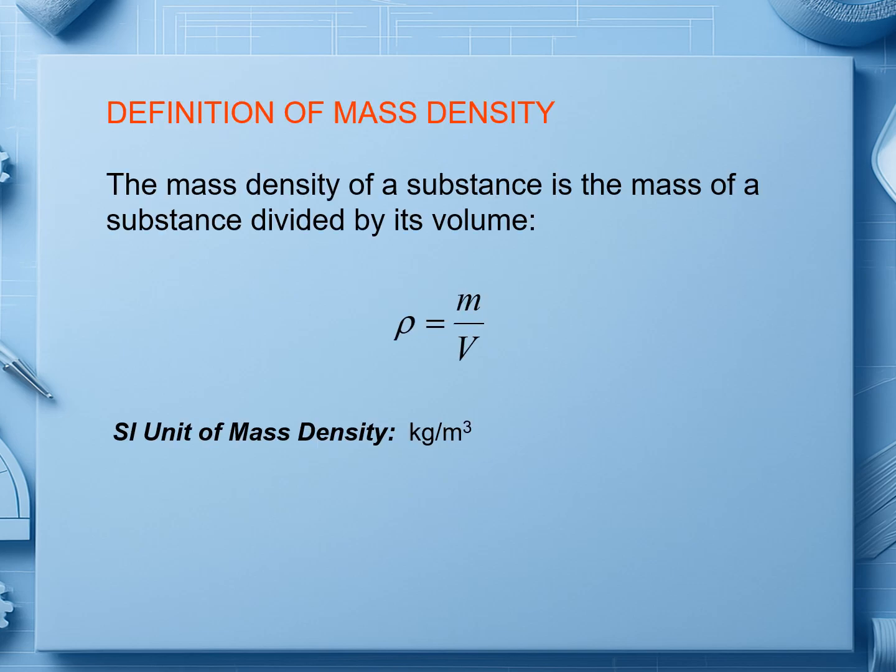First, let's define mass density. It is the amount of mass in a given volume. Mathematically, it's mass divided by volume, and its SI unit is kilogram per cubic meter. This helps us understand how heavy a fluid is for its size.